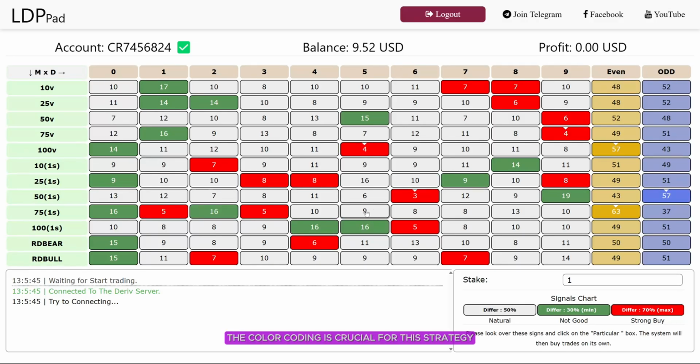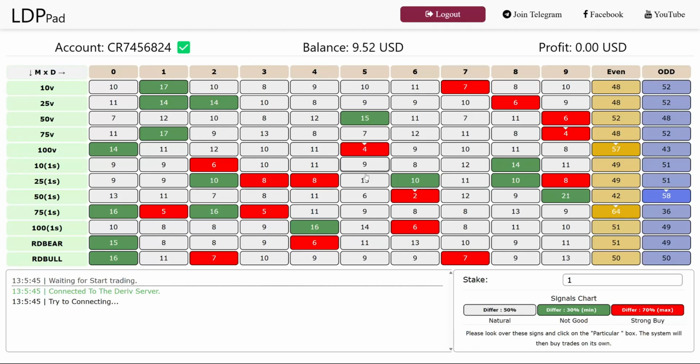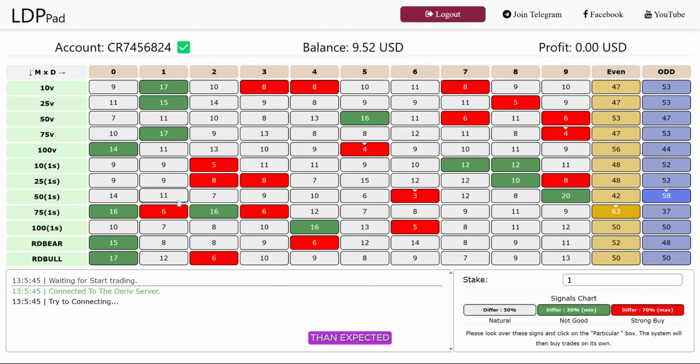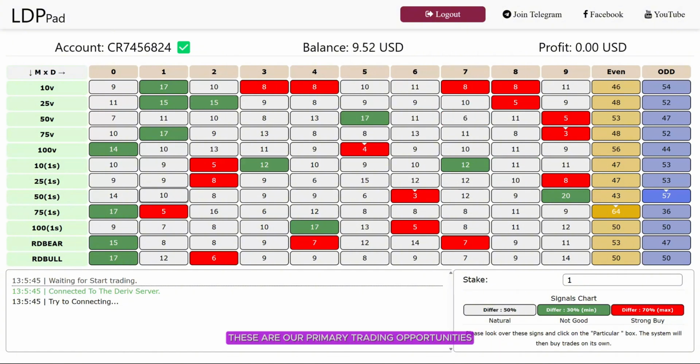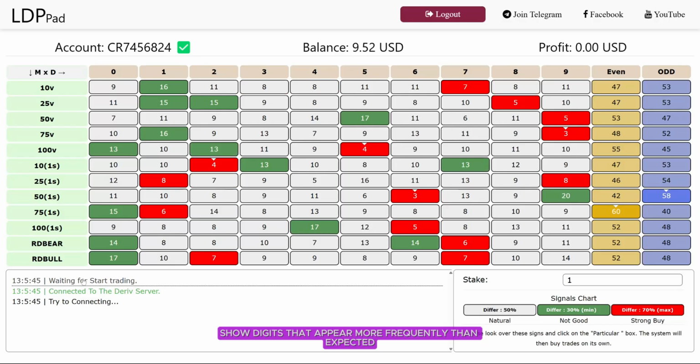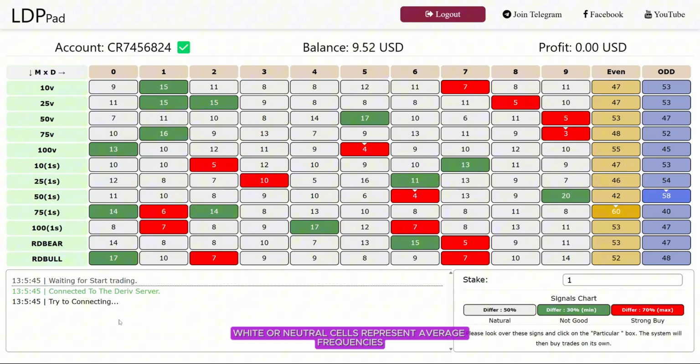The color coding is crucial for this strategy. Red cells indicate digits that appear less frequently than expected. These are our primary trading opportunities. Green cells show digits that appear more frequently than expected. White or neutral cells represent average frequencies.